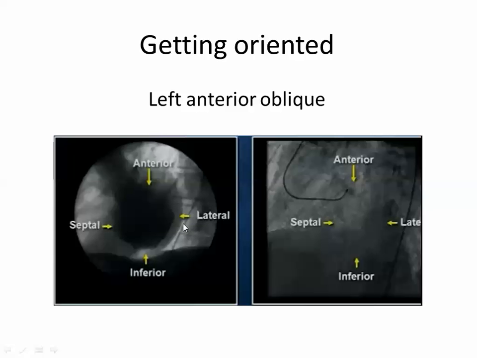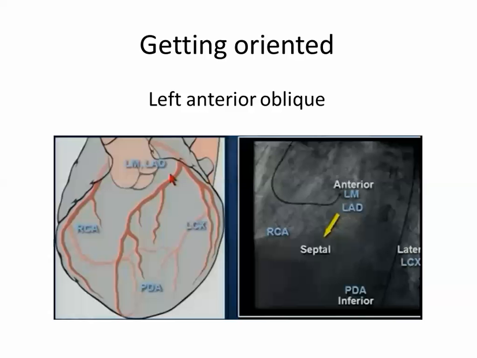And what's supplying the lateral? LCX. And inferior, PDA. If it is a continuation of the LCX, so it's left dominant. If it comes from the RCA, it would be right dominant.